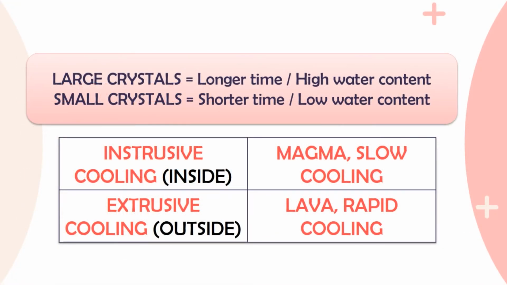The size of the crystal or mineral depends on the amount of water present and the time it takes for it to solidify. Large crystals are the result of a slow cooling process or high water content, while small or even microscopic crystals result from a rapid cooling process or presence of a small volume of water. For intrusive cooling, they are considered as slow cooling, which has small crystals. For extrusive cooling, they are considered as rapid cooling with large crystals.